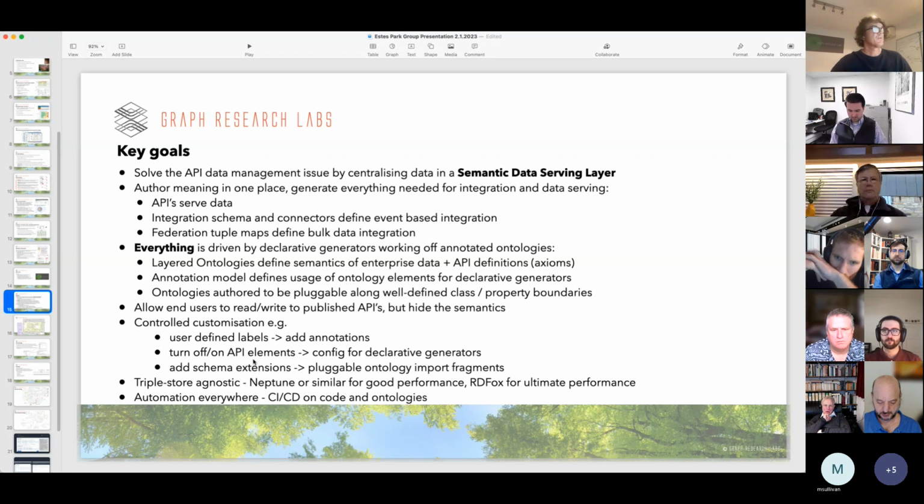The system has to be triple store agnostic as well. At the moment, we prefer Neptune or similar things. We use other triple stores internally for testing, and then RDFox for ultimate performance for in-memory data serving. And then automation everywhere. So we run CI/CD on the code and the ontologies. When they get checked into our repositories, there's various pipelines that run and do all the modern tooling things that you do to analyze code dependencies and security issues. We also run CI/CD on the ontologies to make sure that they are structurally correct before they get committed.